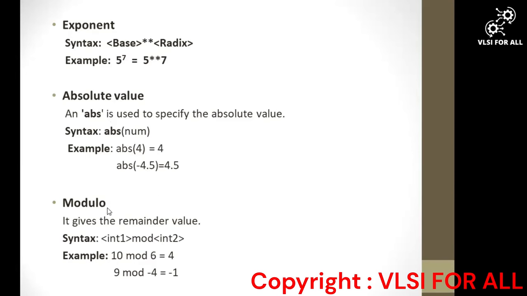The next operator is the modulo operator, and it gives the remainder value. The syntax of modulo operator is first integer, then mod, then second integer. Like we can see in the example, 10 mod 6. When we divide 10 by 6, the remainder will be 4, so 4 is written here. If 9 is divided by 4, then the remainder will be 1. But here minus is written, so we will take minus in the remainder.